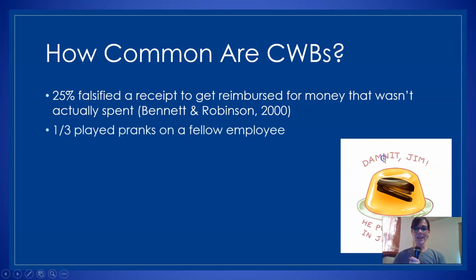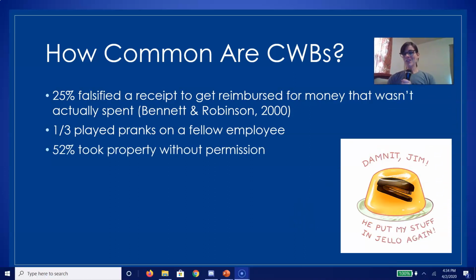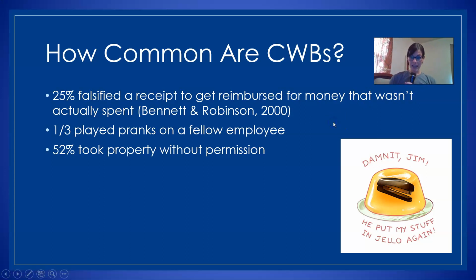What we also see is about 1/3 played pranks on a fellow employee. So generally, Jim putting Dwight's stapler in the Jell-O is funny when it's on TV, but that could be considered a form of harassment or bullying in the real world. Somebody like Jim, who constantly plays pranks on Dwight, would probably not be in their workplace very long. The problem is that Michael Scott, as nice as he is, is an incompetent boss. And so a much more competent boss would probably have fired Jim a long time ago.